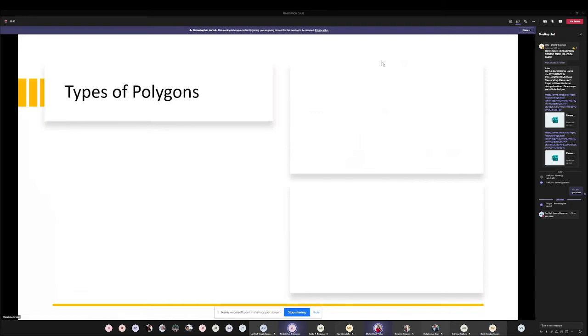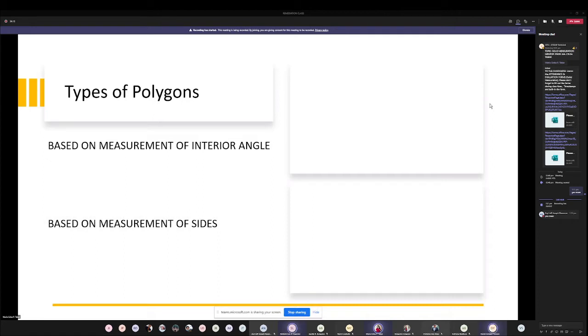Okay, so let us recall the types. I'm sure you have ideas already of the types of polygons. We had this as early as maybe grade 4, grade 3, for the basic types of polygons. So we have these two classifications. First, if we base it on the interior angle, then based on the measurement of sides.